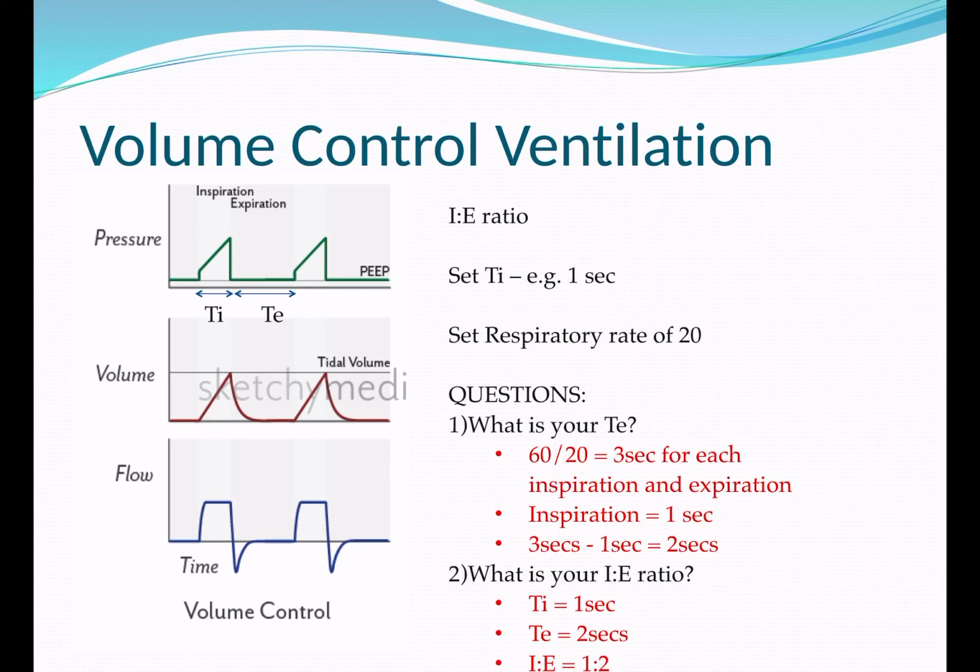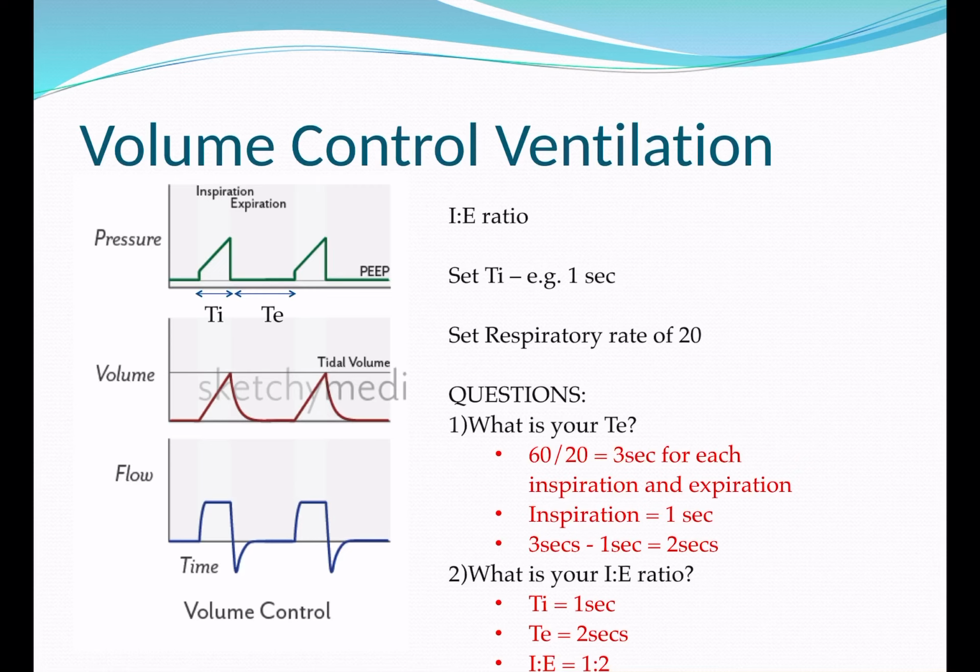So here you can see that you've got 20 breaths in a minute. And so if there are 20 breaths in 60 seconds, each breath has got to last 3 seconds. So this is your respiratory cycle. From inspiration to the next inspiration is 3 seconds.